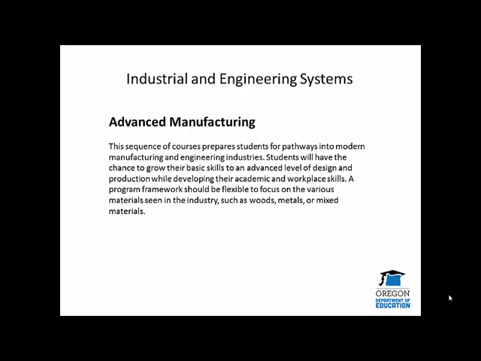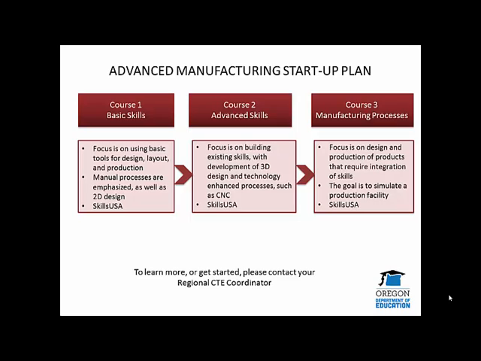In the Industrial Engineering Systems area, we have advanced manufacturing, which is a sequence of courses that prepares students for modern manufacturing and engineering. Course 1 covers the basic skills, getting students introduced to layout, design, and fabrication, and Course 2 is more advanced, focusing on expanding the skills learned in Course 1. Course 3 is manufacturing processes, focusing on simulating what a production facility would be. The Student Leadership Organization for this particular program of study would be the SkillsUSA program.